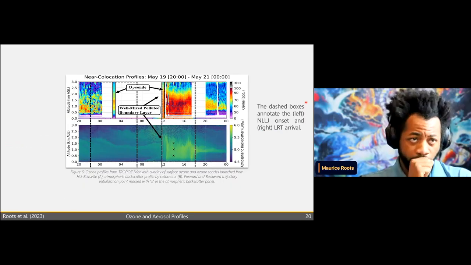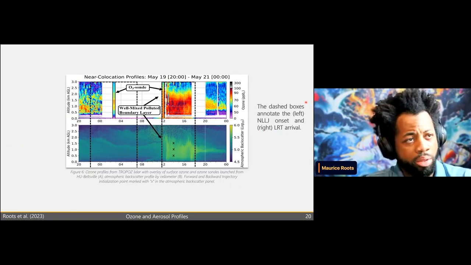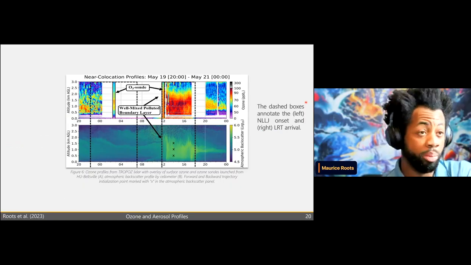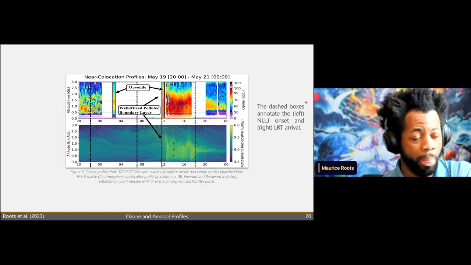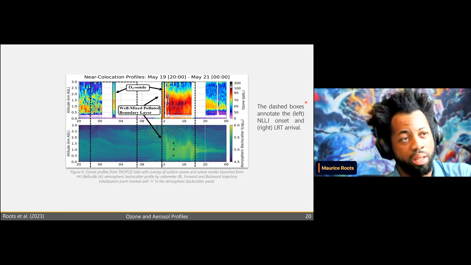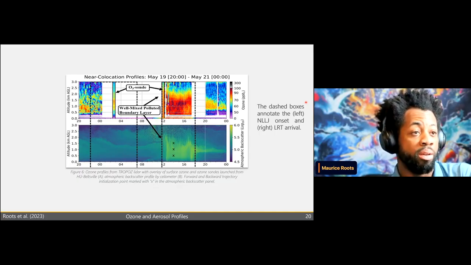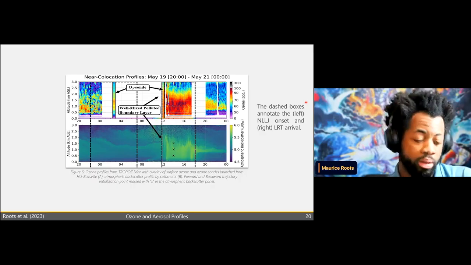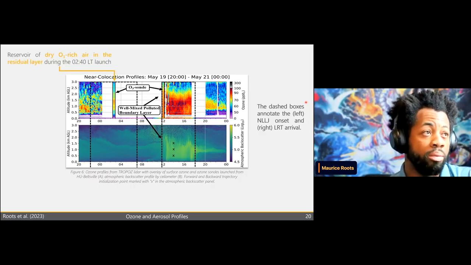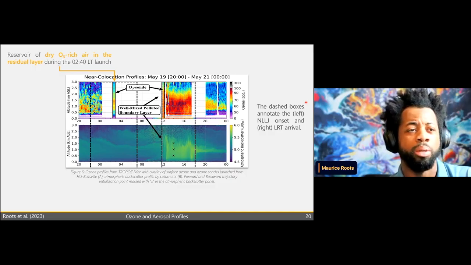And when we look at the LiDAR observations, we can see LiDAR plus surface plus the ozonesonde. We can see that there's a polluted reservoir of ozone that's there. And so we think that there's a dynamic effect, and that's partly the mixing from the residual layer, as well as this wall of ozone that's being pushed across the state of Maryland.